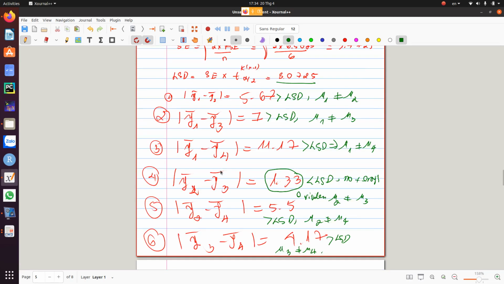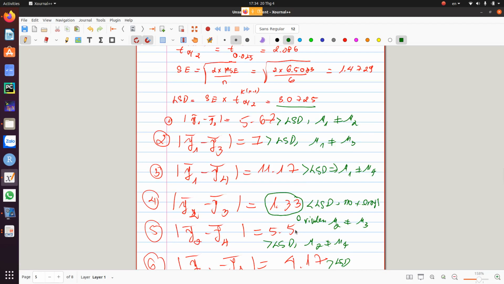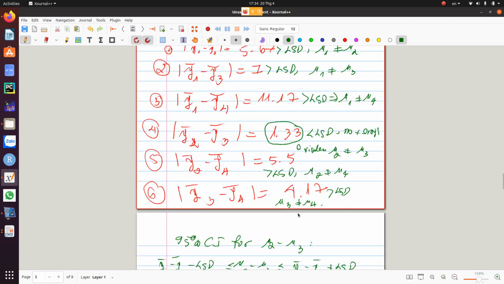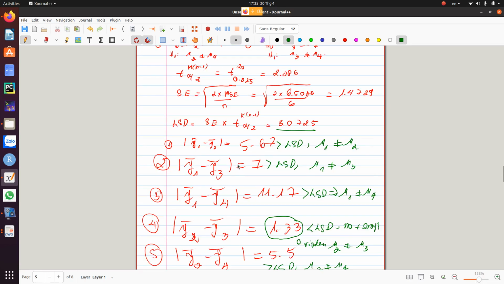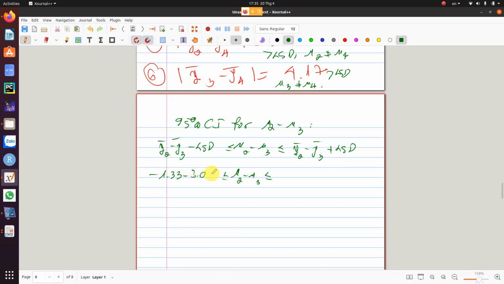Y2 minus Y3, 2 and 3. 2 is less than 3, so we have minus 133. Minus 133, minus LSD. LSD is 30725. Less than minus 133 plus 30725. Okay, and tell me the interval for mu2 minus mu3. What is the confidence interval now? Just use your calculator, please. Tell me the confidence interval.